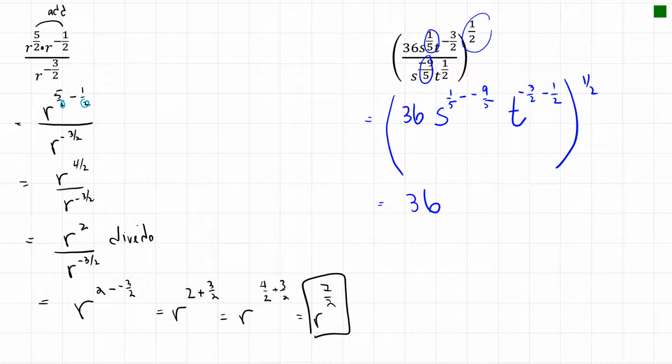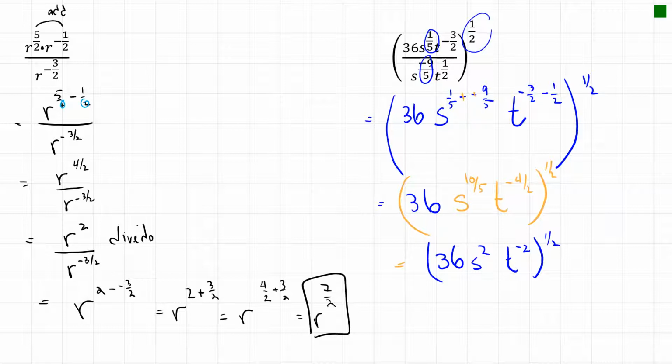So that's 36. I'm going to add these. So I've got 10/5. And the t: negative 3 halves minus a half is negative 4 halves, all to the power of a half. Simplifying one more time inside the bracket, 10 divided by 5 is 2. And negative 4 divided by 2 is negative 2. So getting pretty simple inside the bracket here.